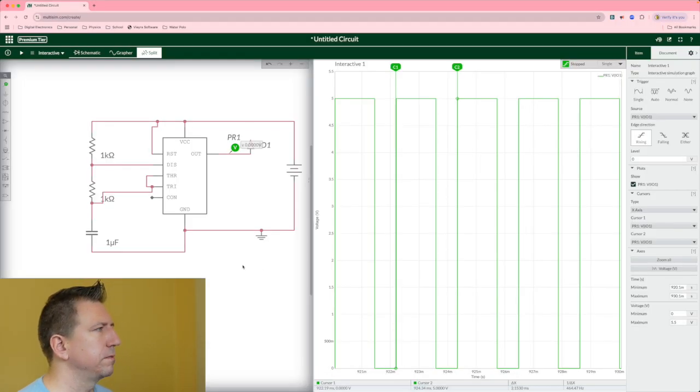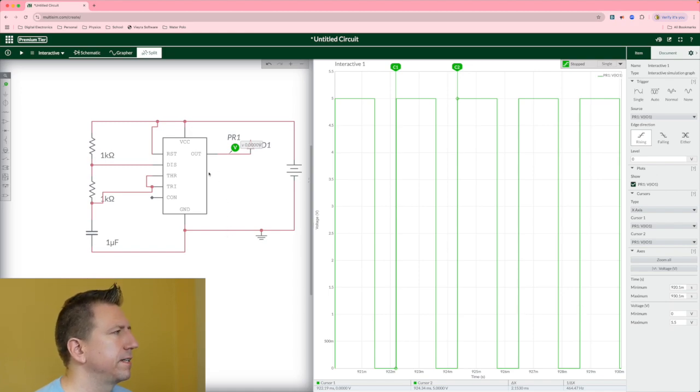Okay, so I took the liberty of building out the 555 timer. So here it is. This is the 555 timer. And you can see there's a couple more connections. I don't want you to worry too much about it.